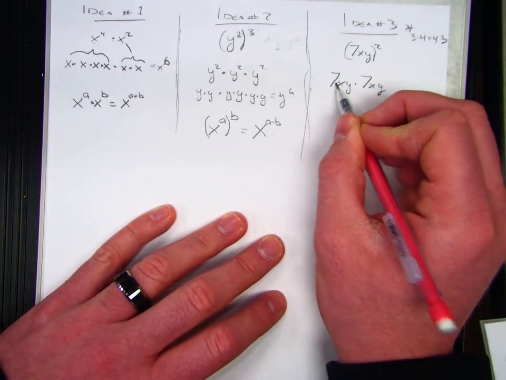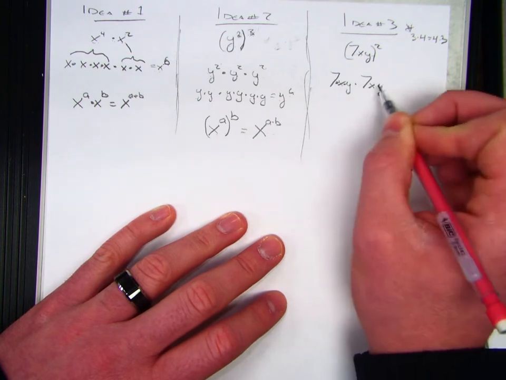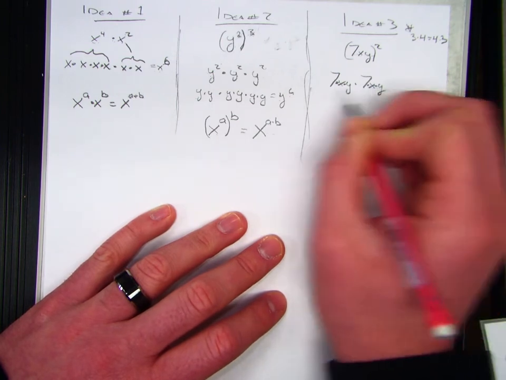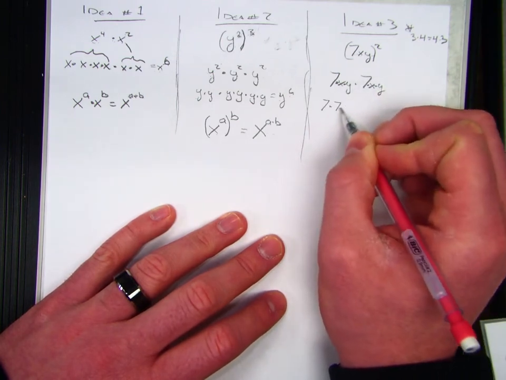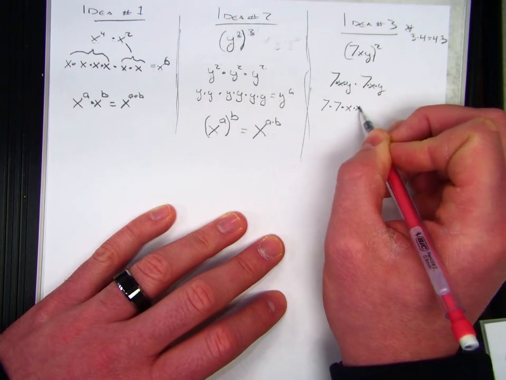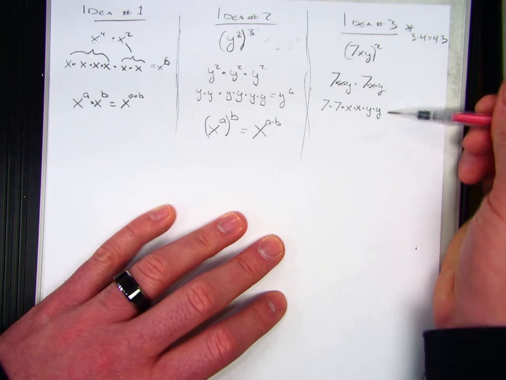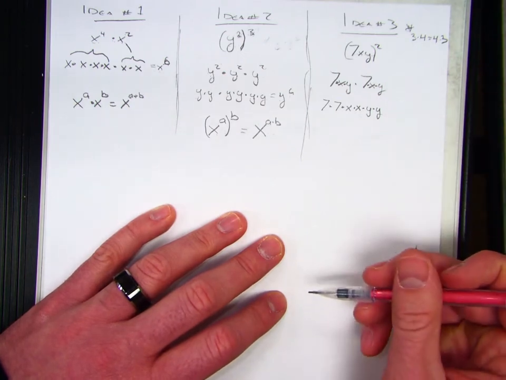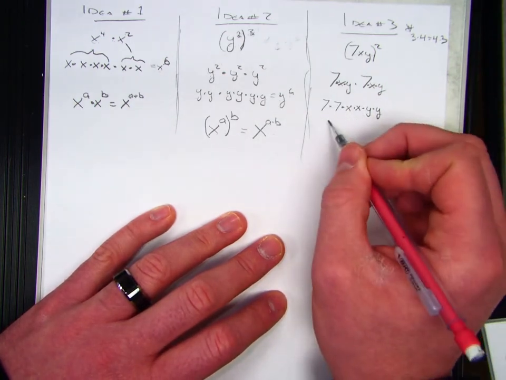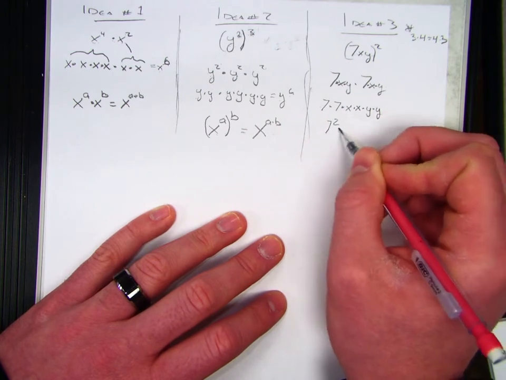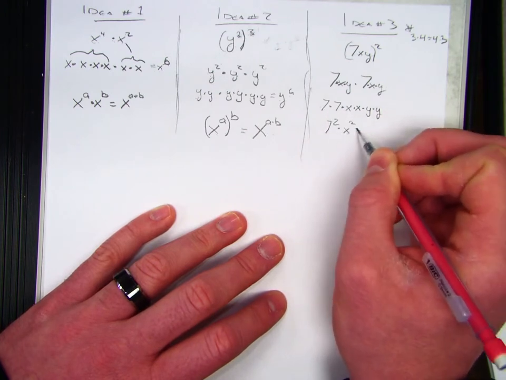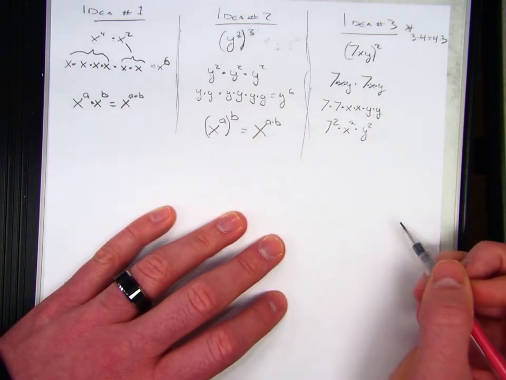I'm going to rewrite it because that's just 7 times x times y and 7 times x times y. So I'm just going to rewrite all this multiplication, and I'm going to group the variables and coefficients that are the same together. So I just took that and reordered it because it's all multiplication. And so this would basically be the same thing as 7 squared, x squared, and y squared.